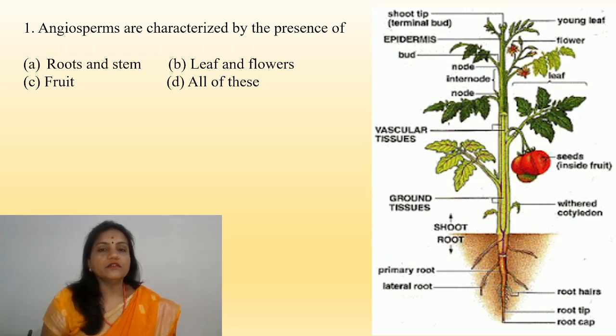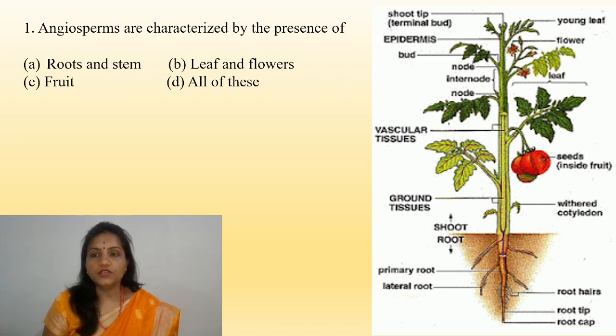Angiosperms are characterized by the presence of option A, roots and stem, option B, leaf and flowers, option C, fruit, option D, all of this. On the right hand side, you are seeing a neat labelled diagram of a typical flowering plant. A typical flowering plant has a root system and a shoot system. The root system consists of the primary root. It has lateral roots, which we call secondary roots.